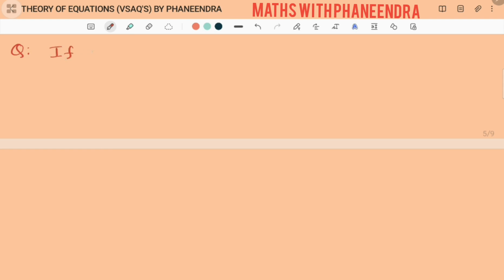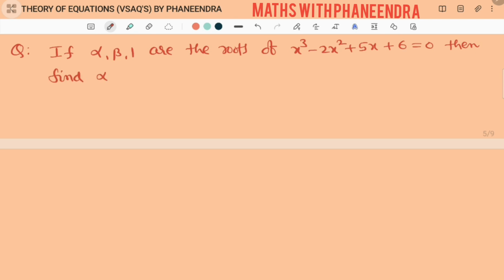If alpha, beta, 1, the previous question, if you observe, two roots are given, one unknown root is there. But in this case, two unknown roots are there, one known root is there. How to calculate? If alpha, beta, 1 are the roots of x cube minus 2x square plus 5x plus 6 equal to 0, then find alpha, beta.